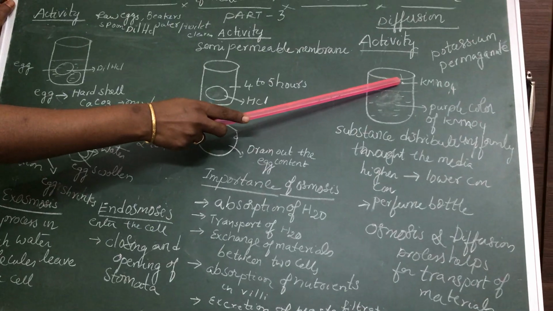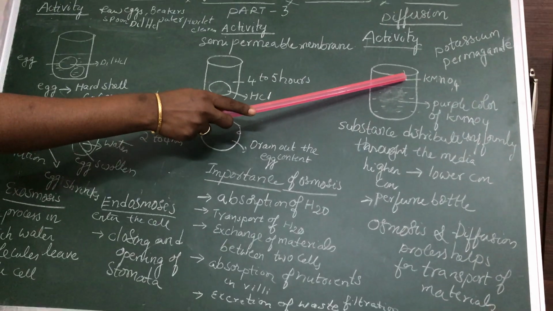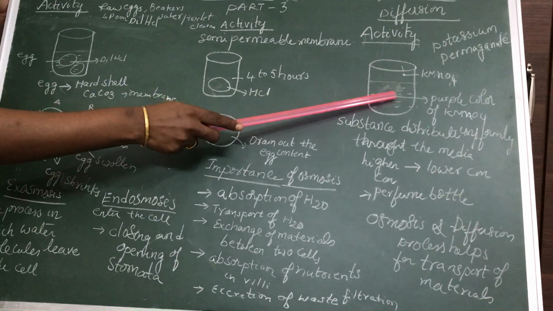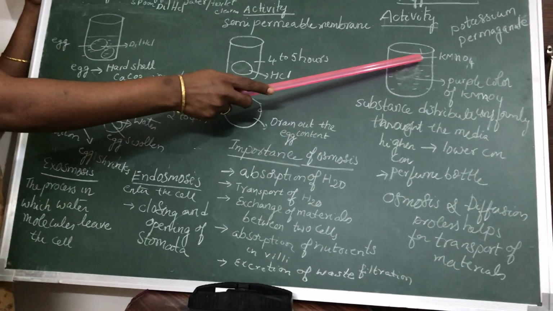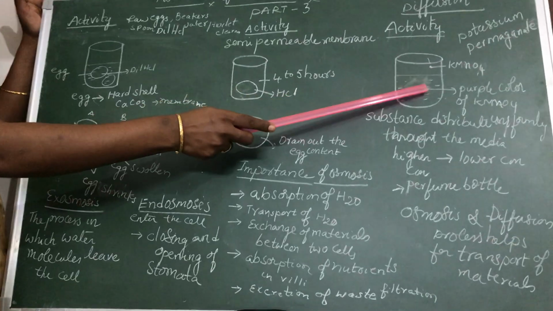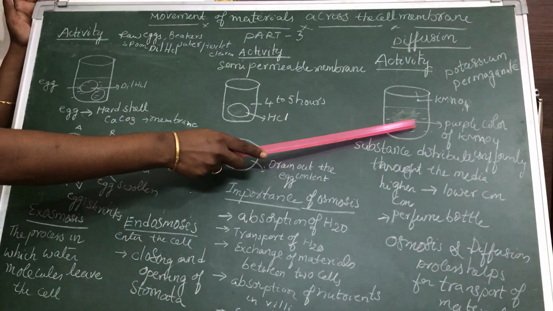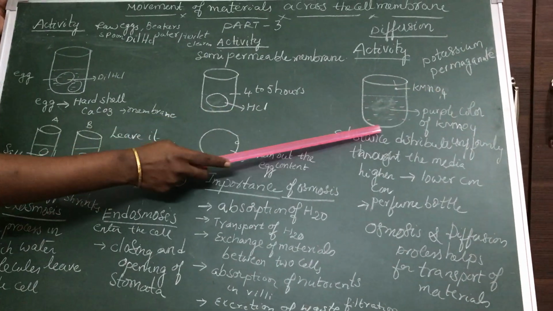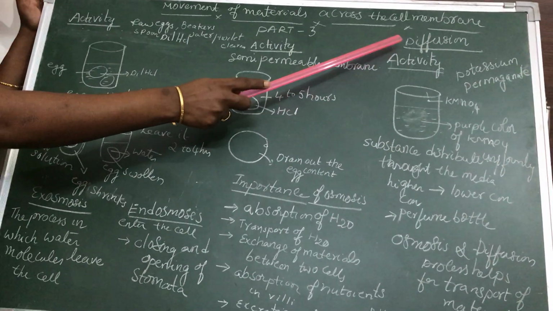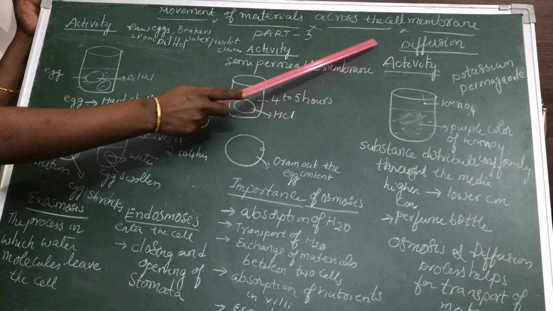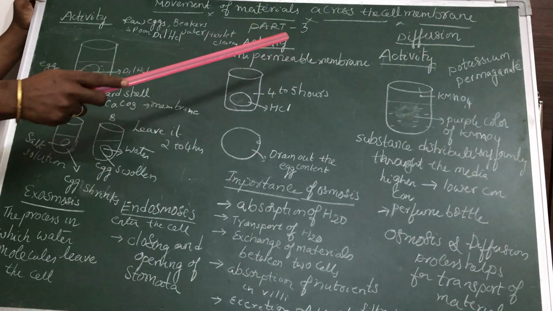Here the concentration of potassium permanganate is more in the crystals. Here the water is in low concentration. So the potassium permanganate molecules move from higher concentration to lower concentration till the concentration becomes uniform. That process is called diffusion. Diffusion also plays a very major role in our day-to-day life.